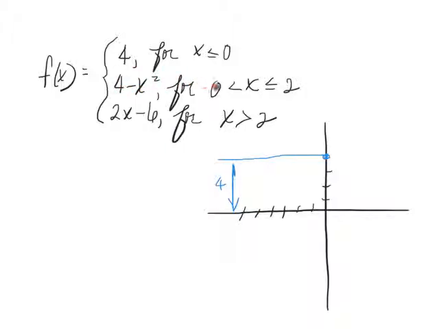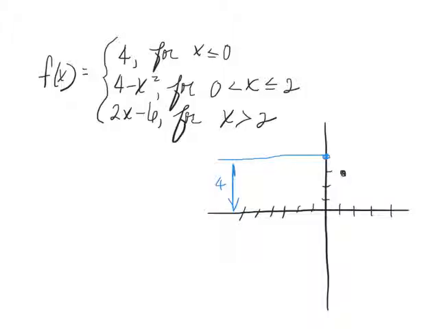So for instance, if my x value were 1, that's between 0 and 2, and I put it in here, 4 minus 1 is 3. So that means if my x value is 1, my y value is going to be 3. And that's going to put a point right there.